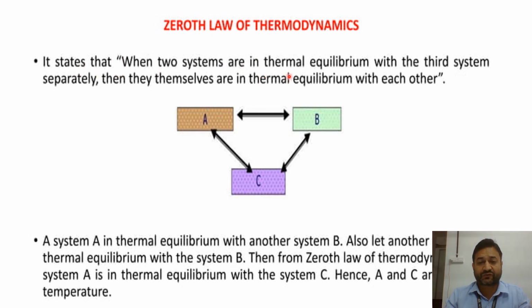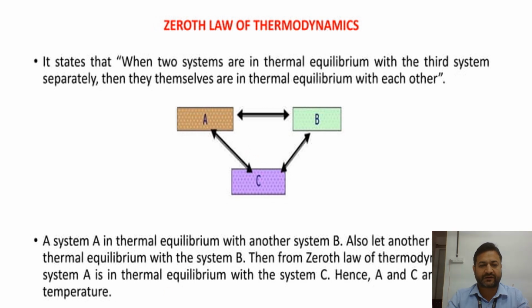It states that when two systems are in thermal equilibrium with a third system separately, then they themselves are in thermal equilibrium with each other. It means if we have 3 systems A, B and C, then it is saying that if A is in thermal equilibrium with B, and again A is in thermal equilibrium with C separately, then automatically the other two systems will also be in thermal equilibrium, that is B will be in thermal equilibrium with C.